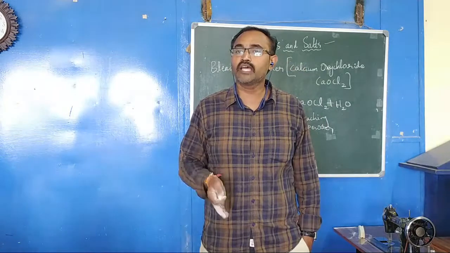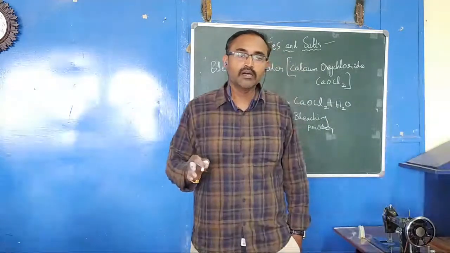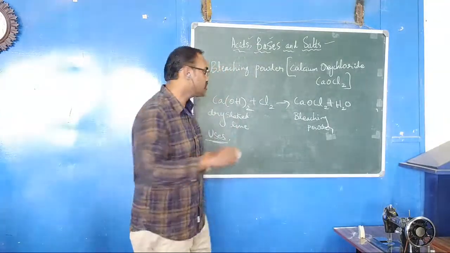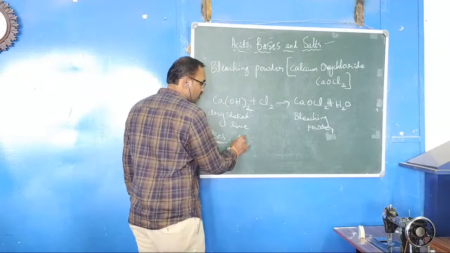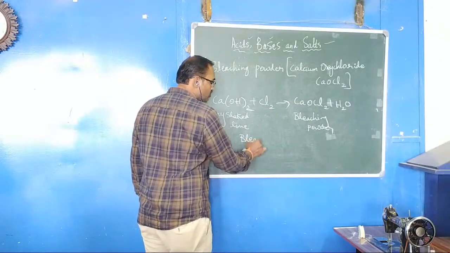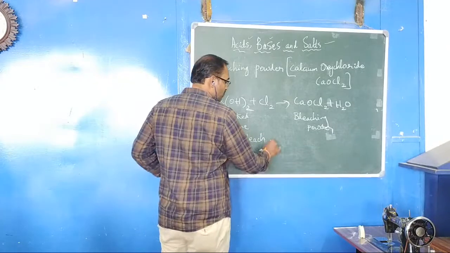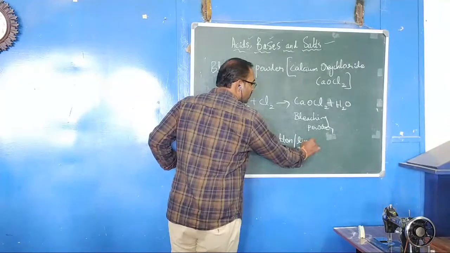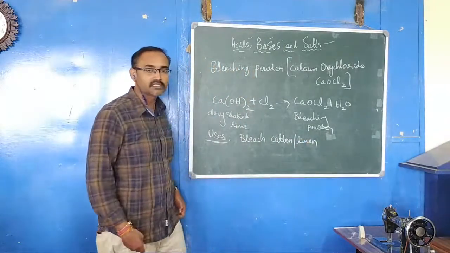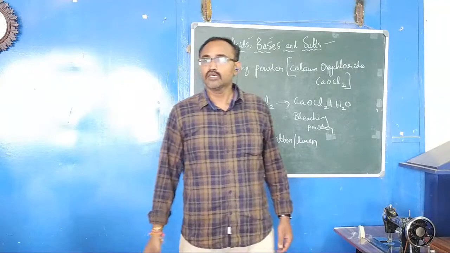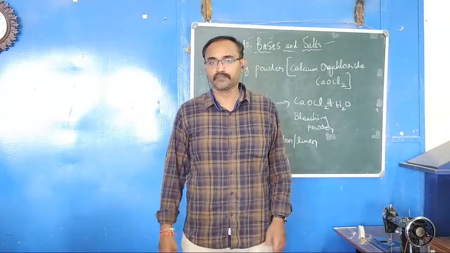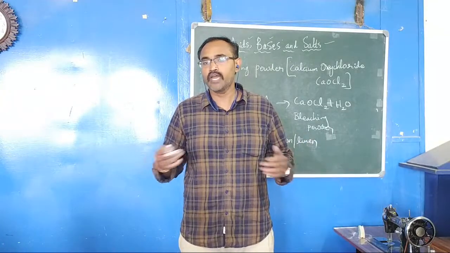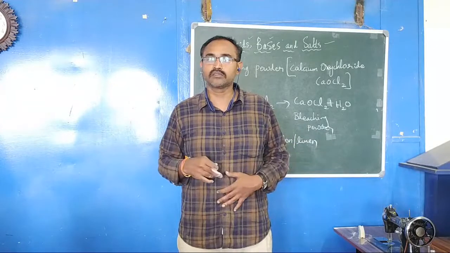See, bleaching powder is used to bleach cotton and textile, to bleach cloths, cotton and linen in textile industries. Bleaching means removal of color. We wear different types of colored clothes.